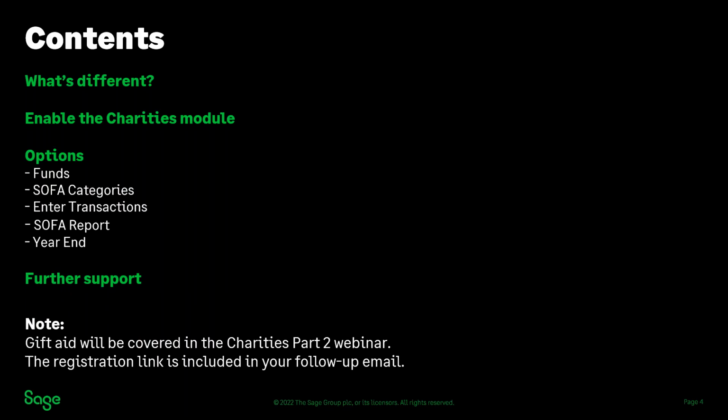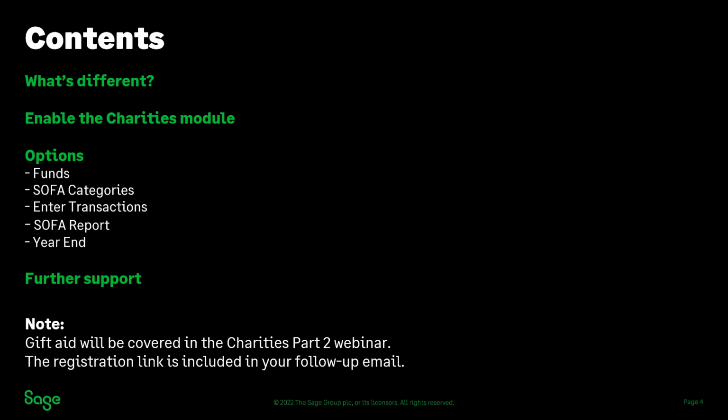Let's get back to this slide showing what we're going to be covering. So a little bit about what's different. We'll then run through a bit of a demo, how you go about enabling the Charities module, and the options that you then have available. So we're going to be looking at funds, the SOFA categories, where you'll see those, where they're set up, if needed, how you can edit them. We'll look at entering transactions.